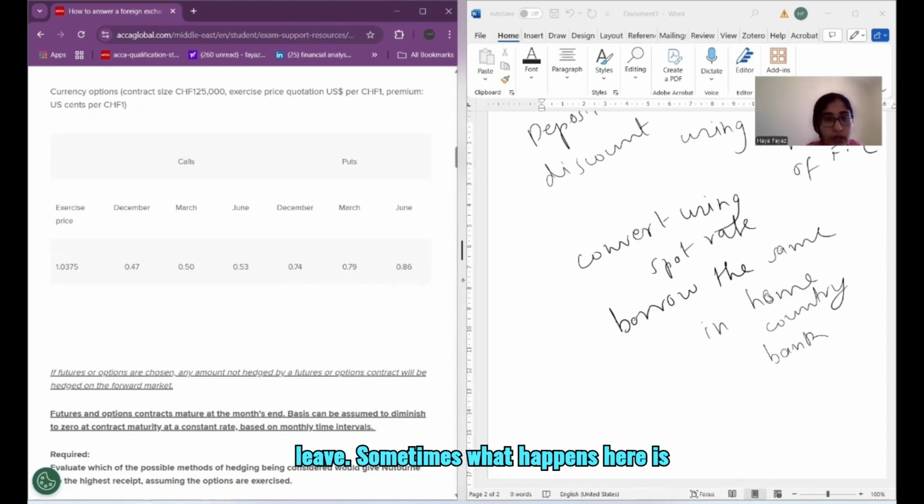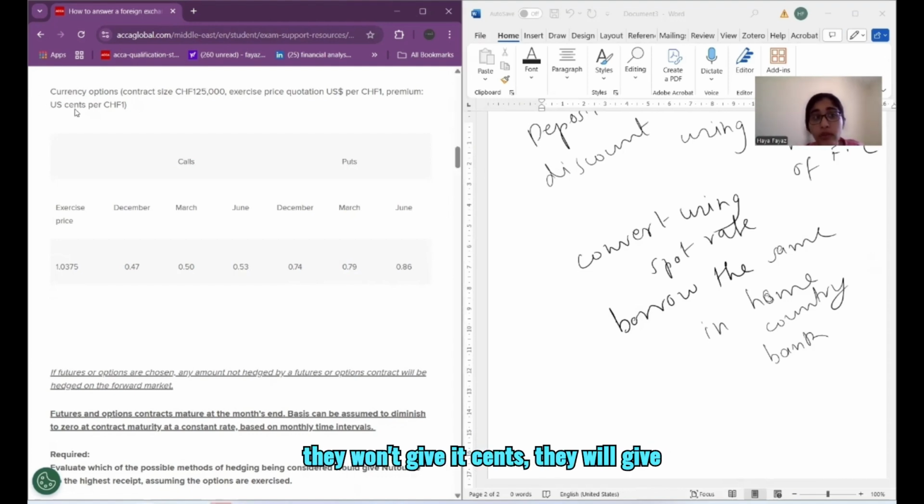Sometimes what happens is they won't give it in cents. They will give it directly as US dollar per CHF for the premium. Please take note of that. That time you won't divide by 100. That time you'll directly take it as it is. Don't make that mistake anytime.